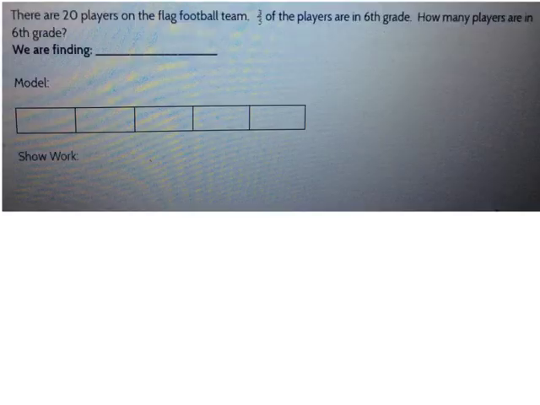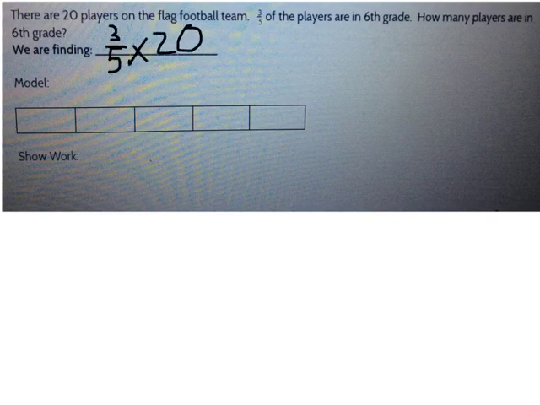Let's do another example. There are 20 players on the flag football team. 3/5 of the players are in 6th grade. How many players are in 6th grade? What are we finding? We're finding 3/5 of 20, or 3/5 times 20. When I find a fraction of a number, I'm multiplying that fraction by that number.